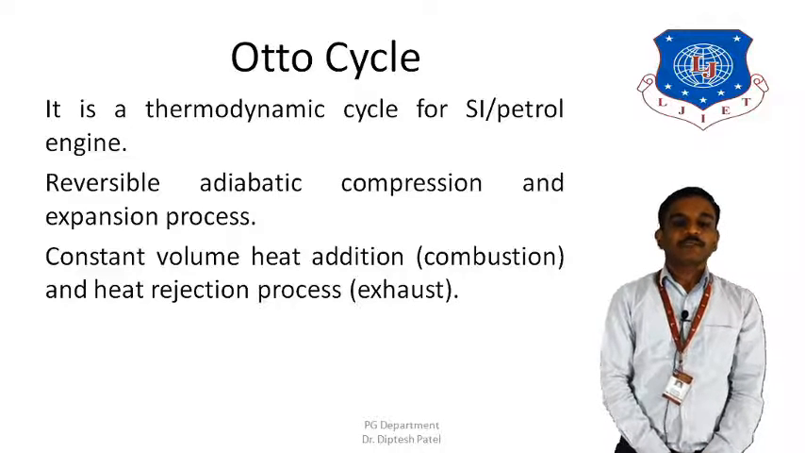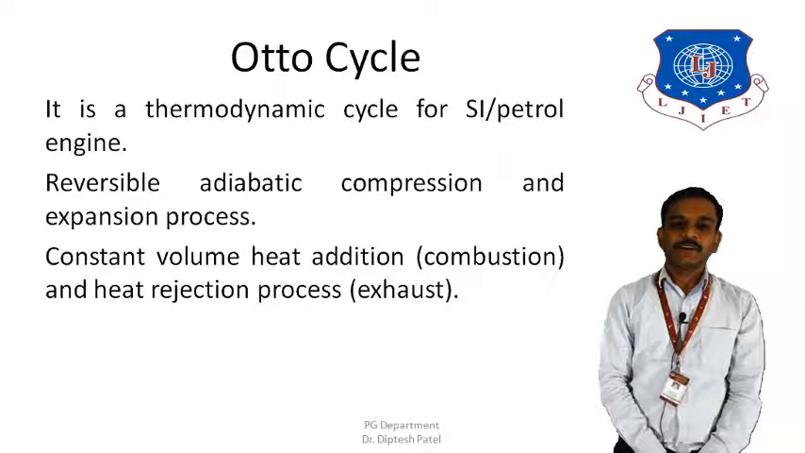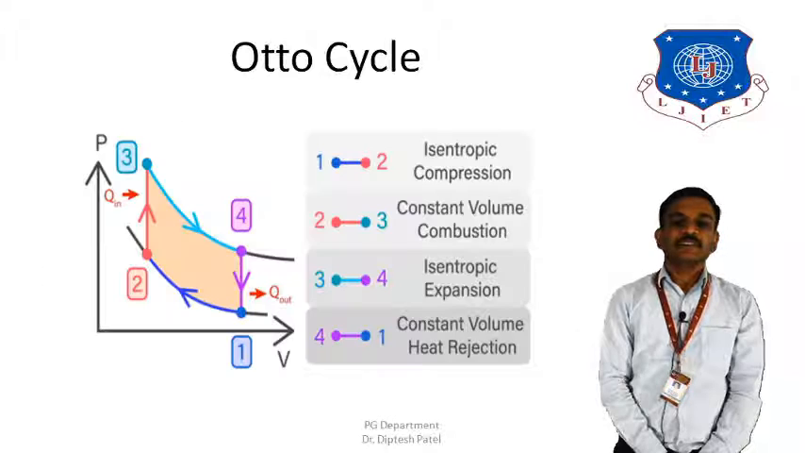First of all, Otto cycle is a thermodynamic cycle which is used for SI or petrol engine. So for a spark ignition or petrol engine, we use the Otto cycle. It consists of four different processes. A couple of them are reversible adiabatic compression and expansion processes, and the remaining two are a constant volume heat addition process and a constant volume heat rejection process. So these processes make the whole cycle.